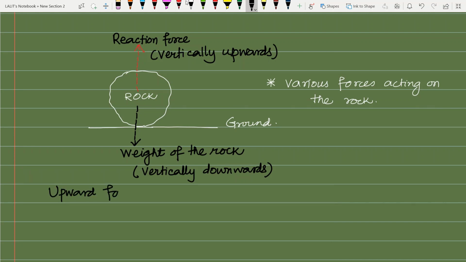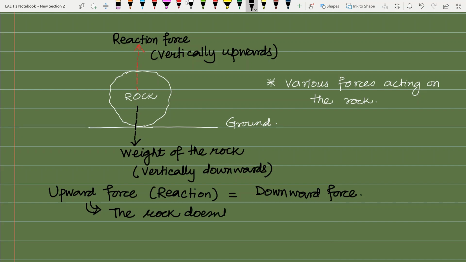The upward force, which we call reaction, is equal to the downward force, and because of this condition the rock is stationary. The rock doesn't move. So this is case number one.